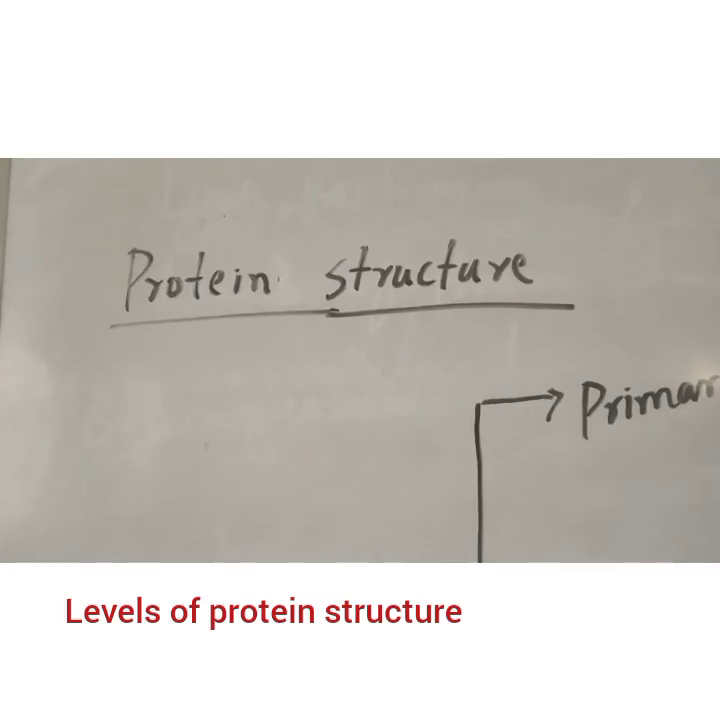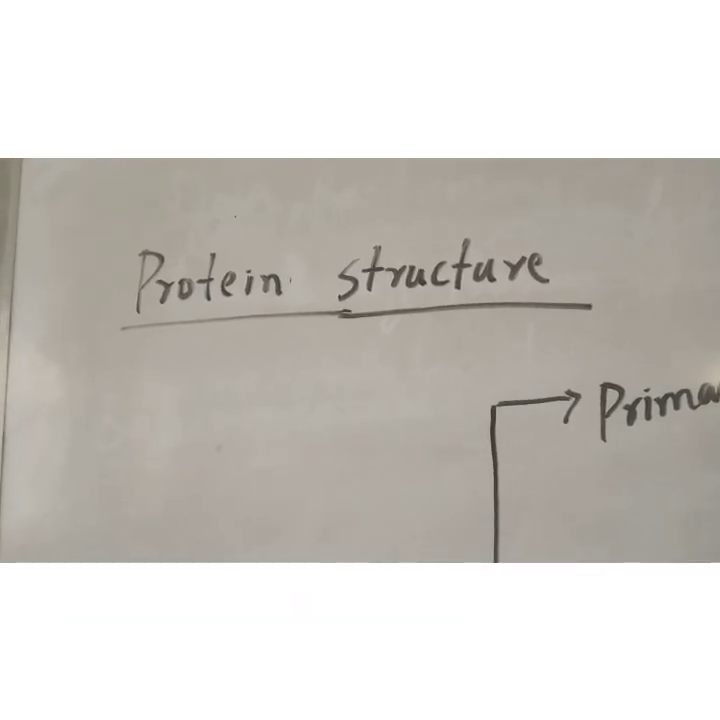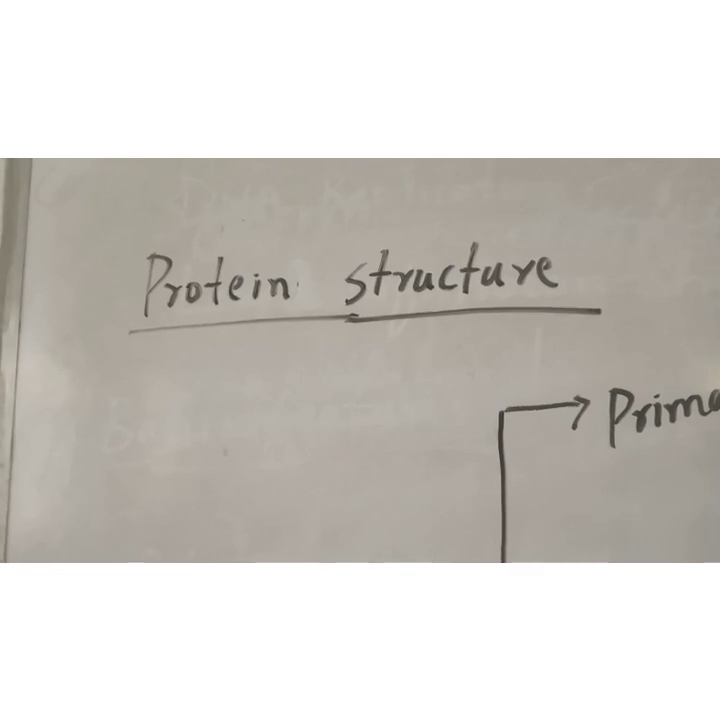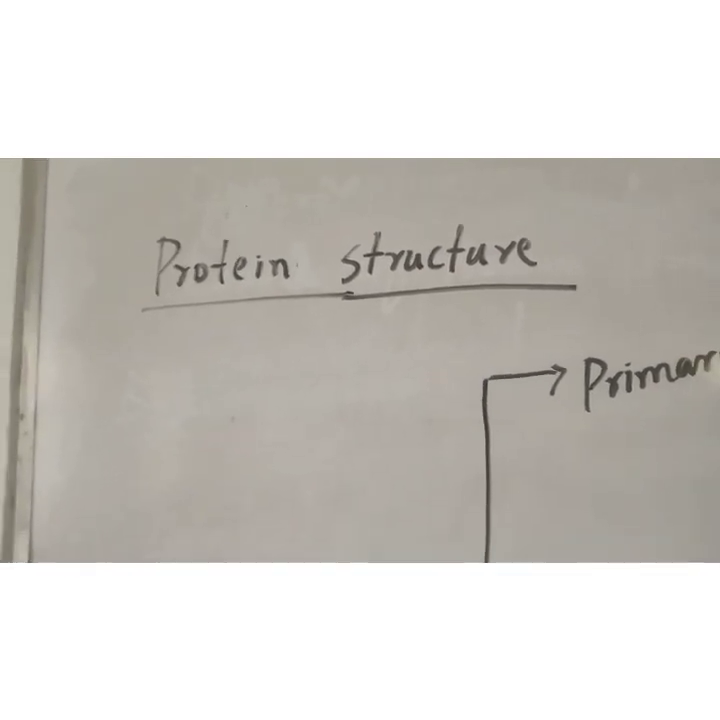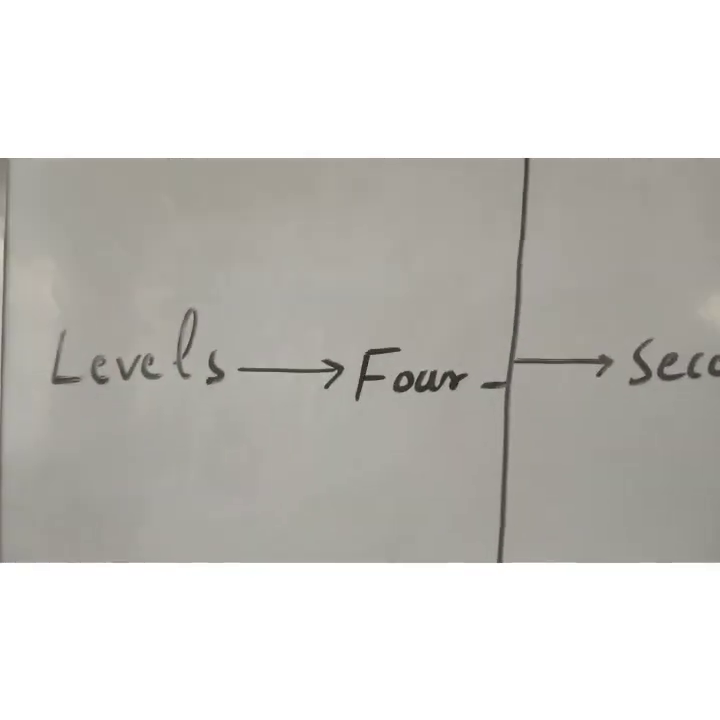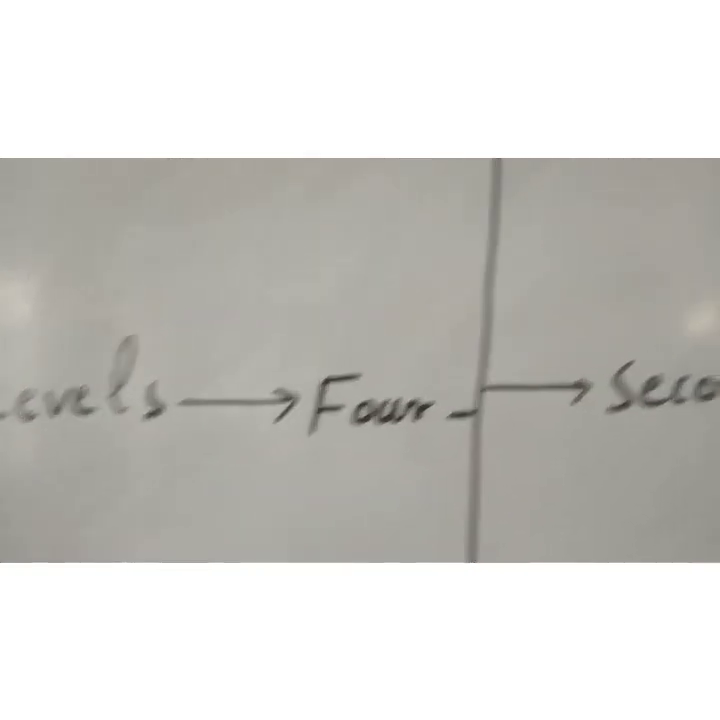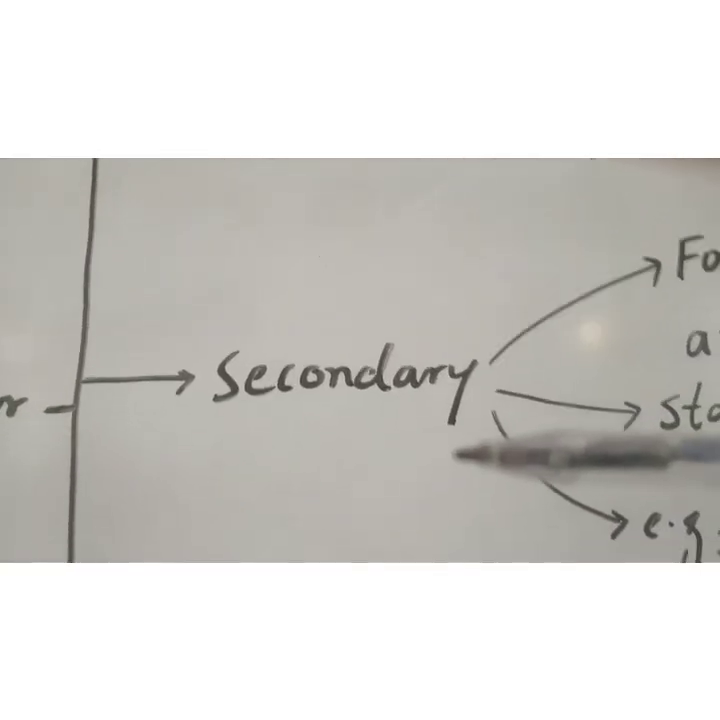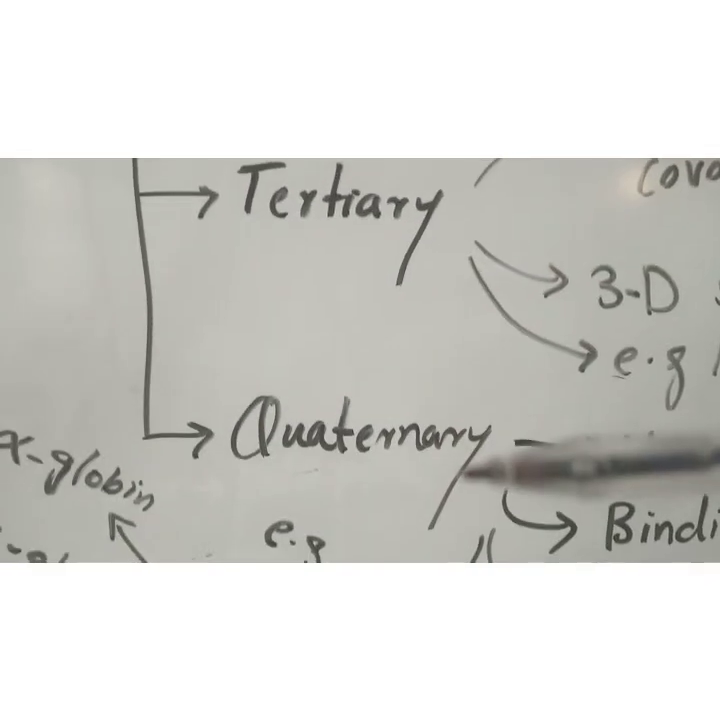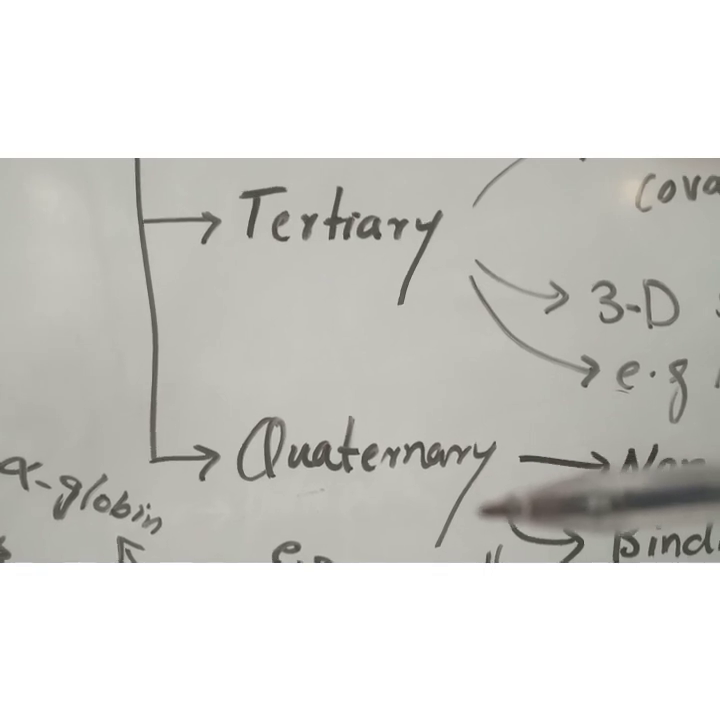Structure of protein. Protein is composed of amino acids. On the basis of structure, 4 levels of proteins are found. That are primary structures, secondary structures, tertiary structures, and quaternary structures.